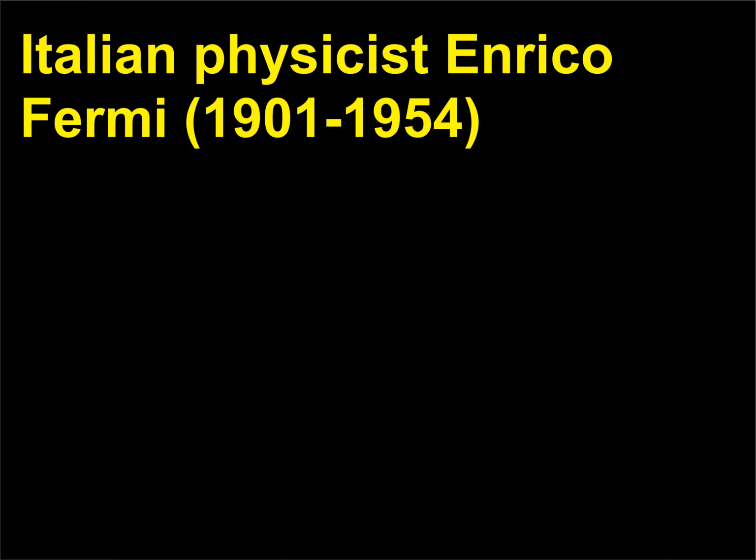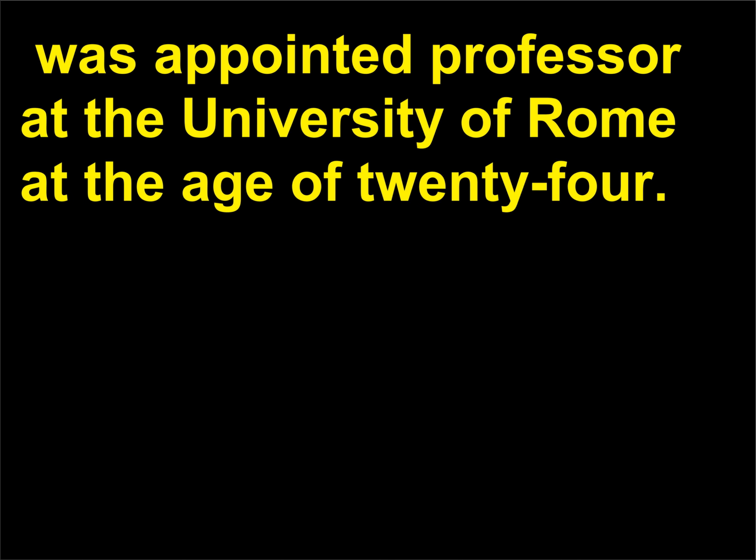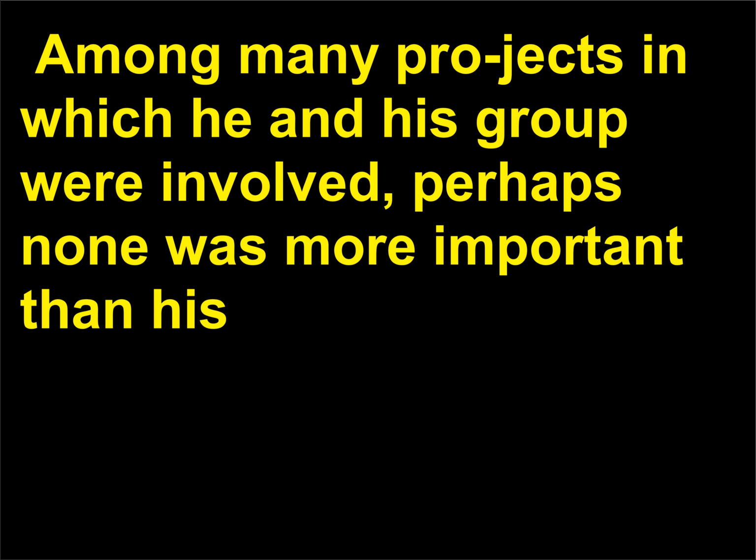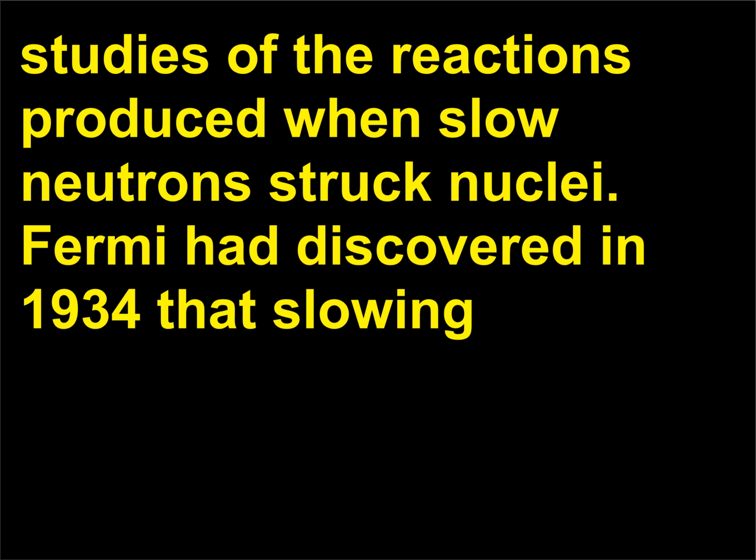Italian physicist Enrico Fermi, 1901 to 1954, was appointed professor at the University of Rome at the age of 24. Among many projects in which he and his group were involved, perhaps none was more important than his studies of the reactions produced when slow neutrons struck nuclei.